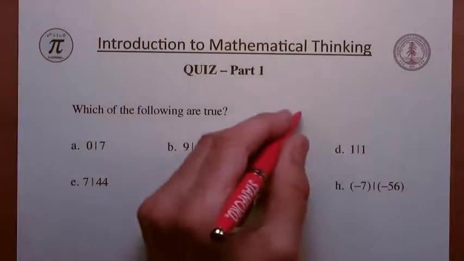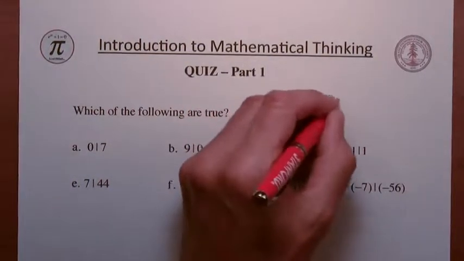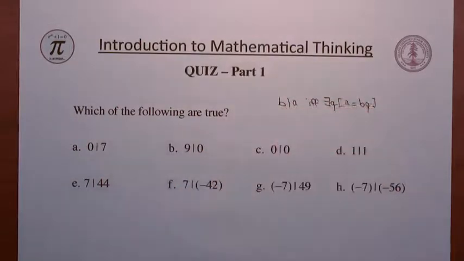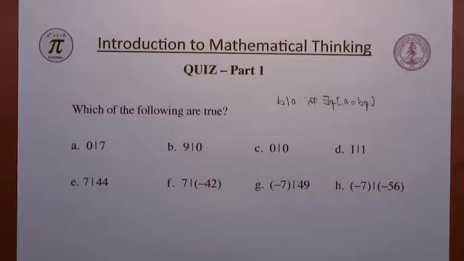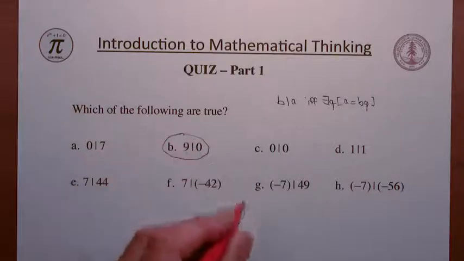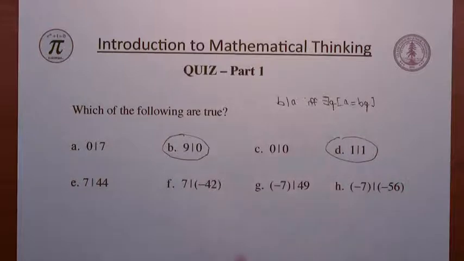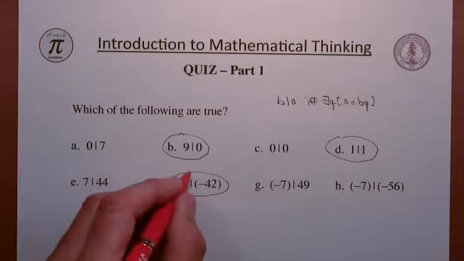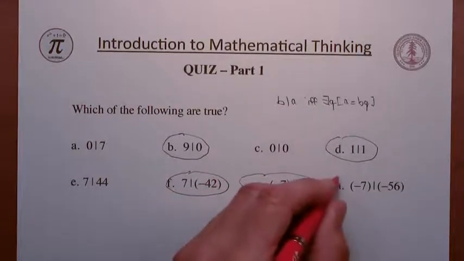Okay, how did you do? Well, remember the condition we have to check is this one. B divides A if and only if there is a Q such that A equals BQ. Well, let's see what we have. The correct ones are B, D, F, G, and H.